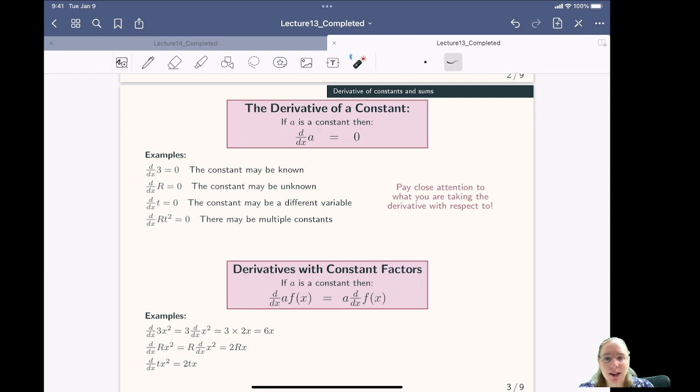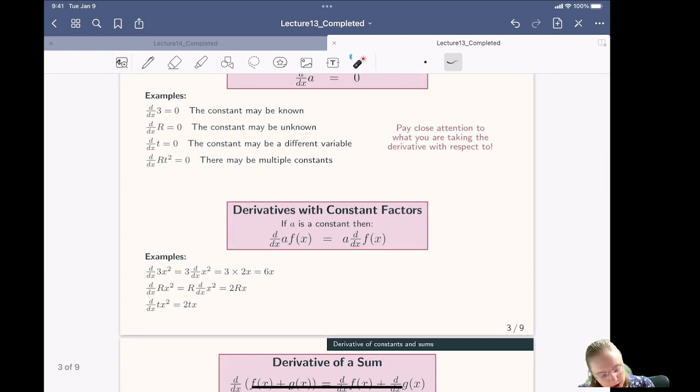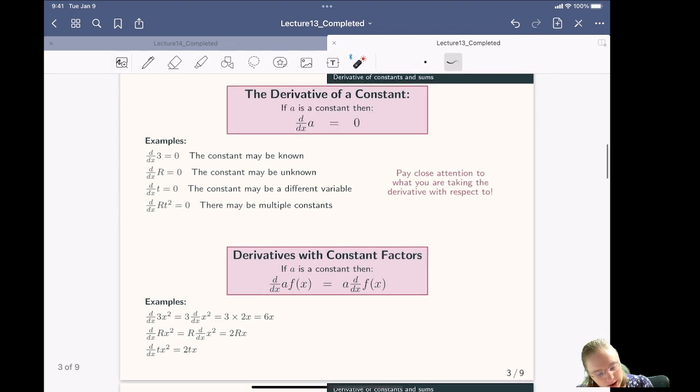So we can combine these rules, and you're going to have to watch what you're taking the derivative with respect to, because if you have rt squared, then the derivative of this with respect to x is simply 0. So pay close attention to what you're taking the derivative with respect to. All right. So I know we've been just throwing it as d by dx or d by dt all the time and not really paying attention to what we're taking the derivative with respect to, but now we have to start paying attention.